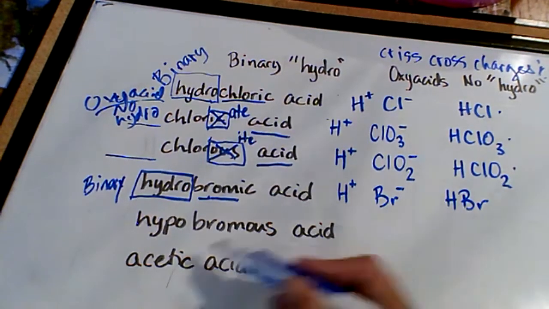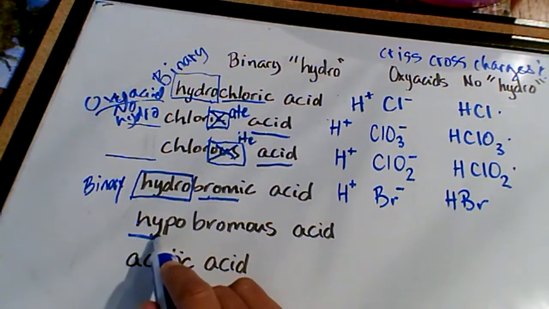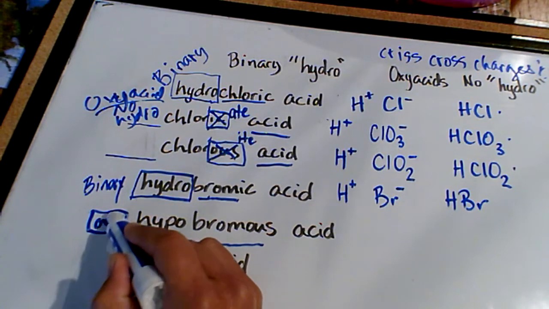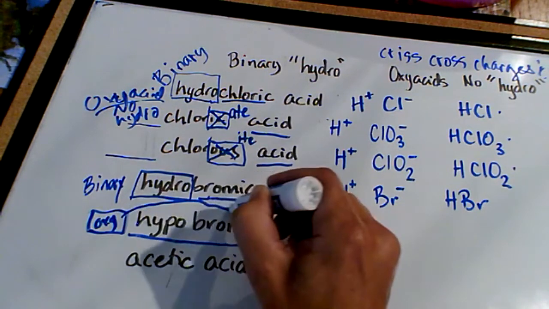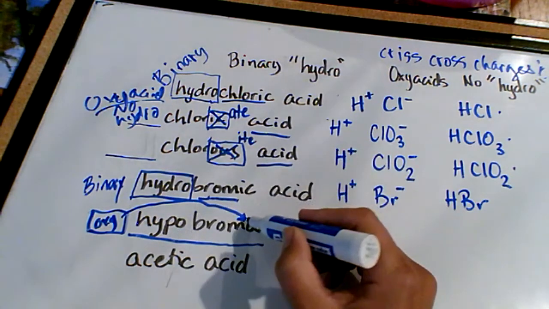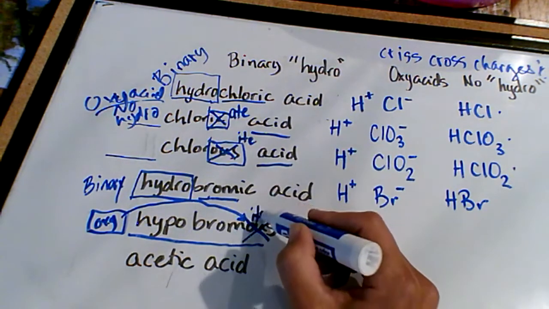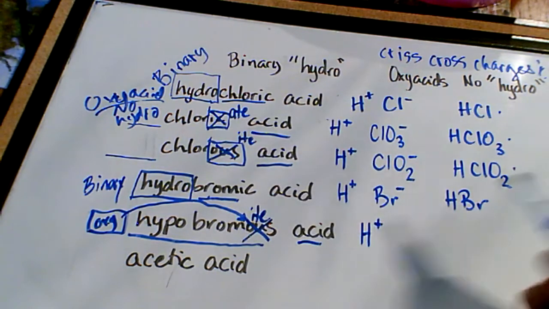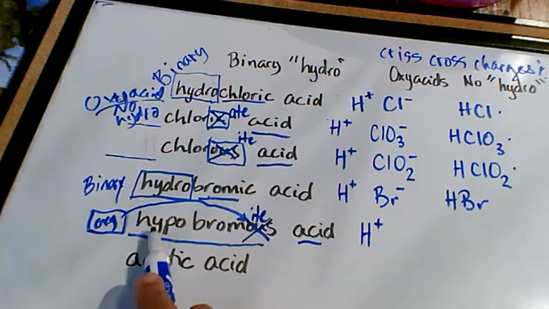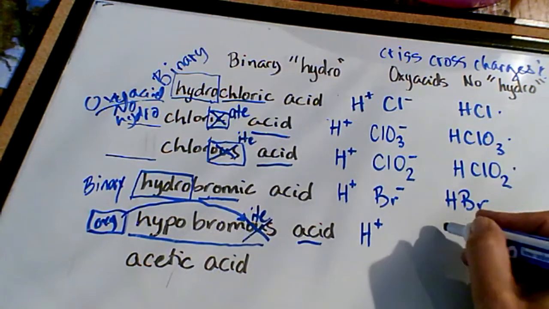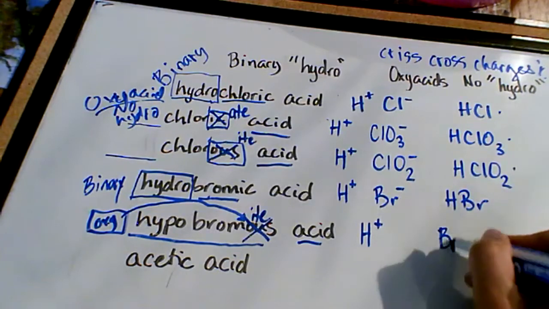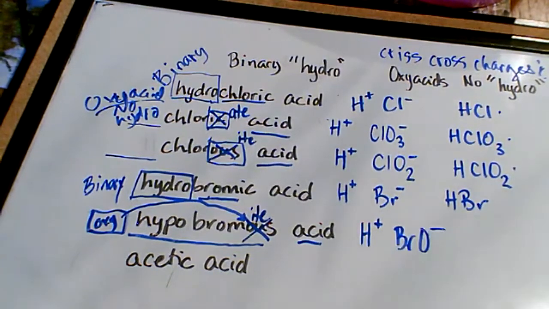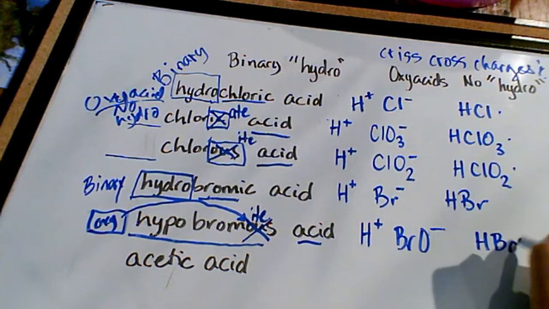Okay, let's look down here. Now, this is not hydro, this is hypo. There is no hydro, so this is an oxyacid. Because it's an oxyacid, I'm going to look at the ending. The ous was originally an ite. So acid tells me hydrogen is the first element, and he must be with hypobromite. Well, that's BrO negative. So I have HBrO.